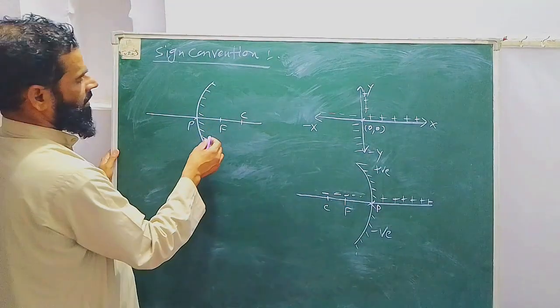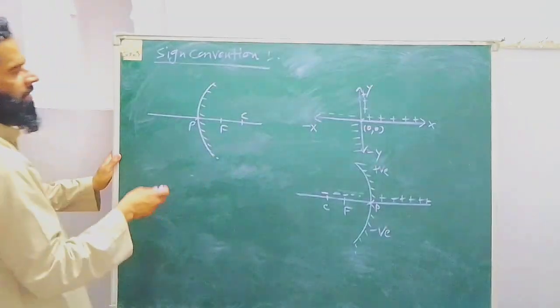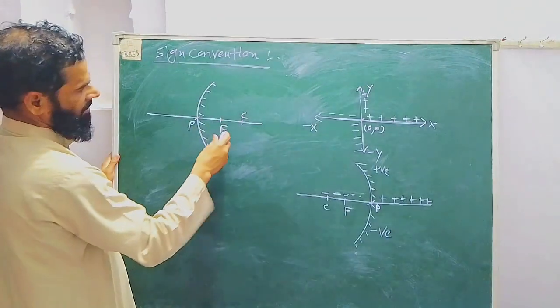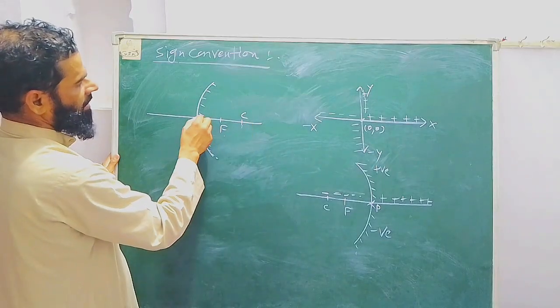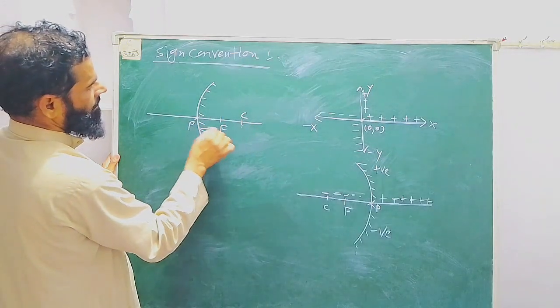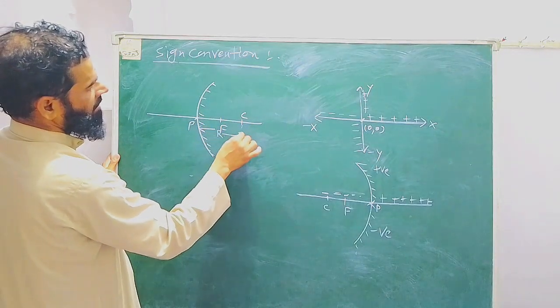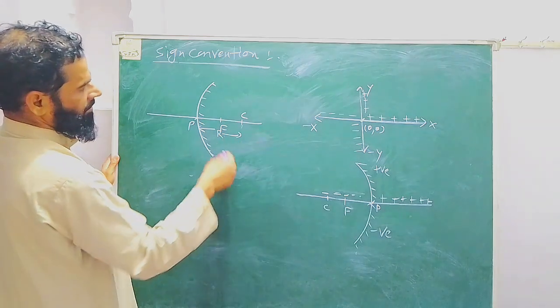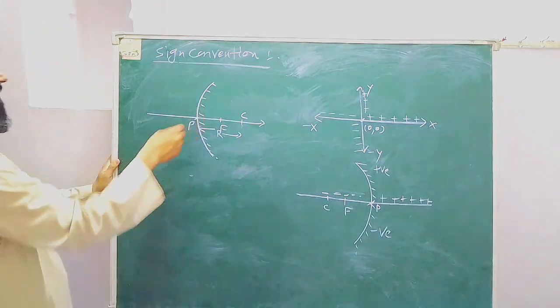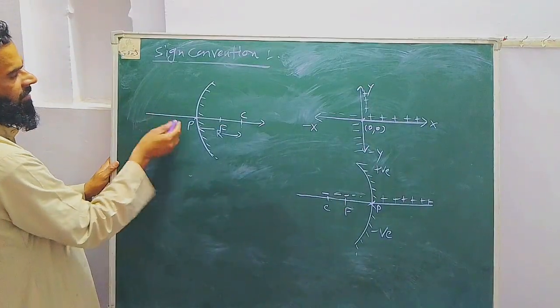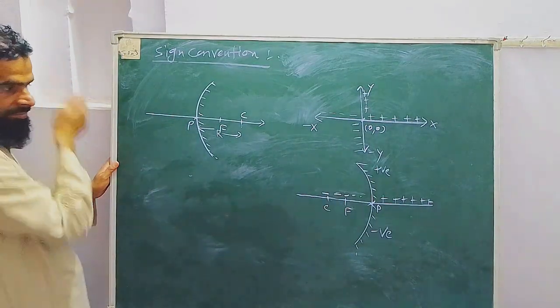So in the case of the concave mirror and convex mirror, here the focal length and the radius of curvature from the pole are taken as positive because they lie on the right side of the mirror, and this distance is taken as negative.